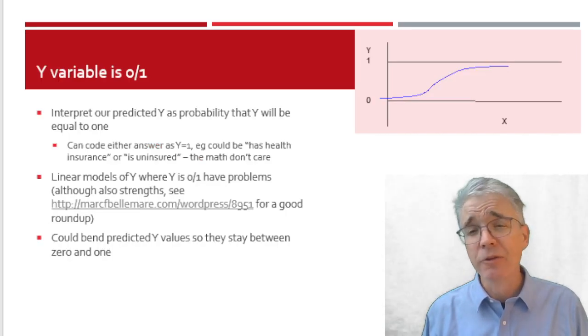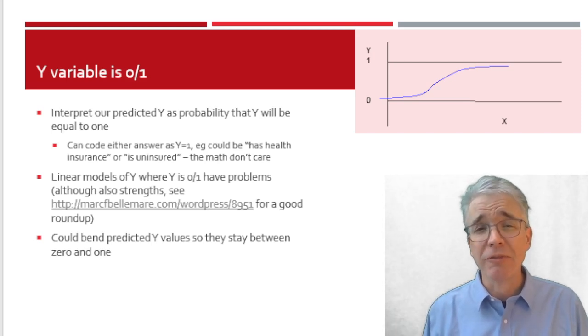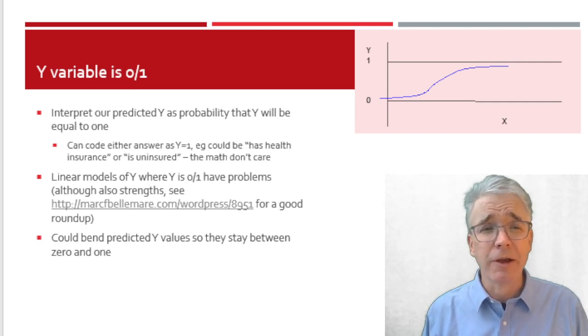One modeling strategy would just use OLS. Ignore the fact it's going to predict values of y which might be greater than 1 or less than 0. And that's actually not a crazy idea. The basic linear model has lots of other strengths. Mark Bellamy gives a good roundup. But there are other options as well. So often the case, it's a trade-off.